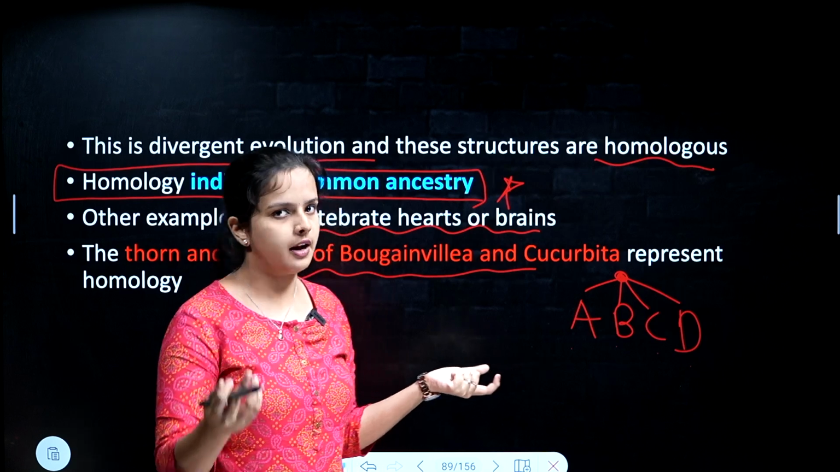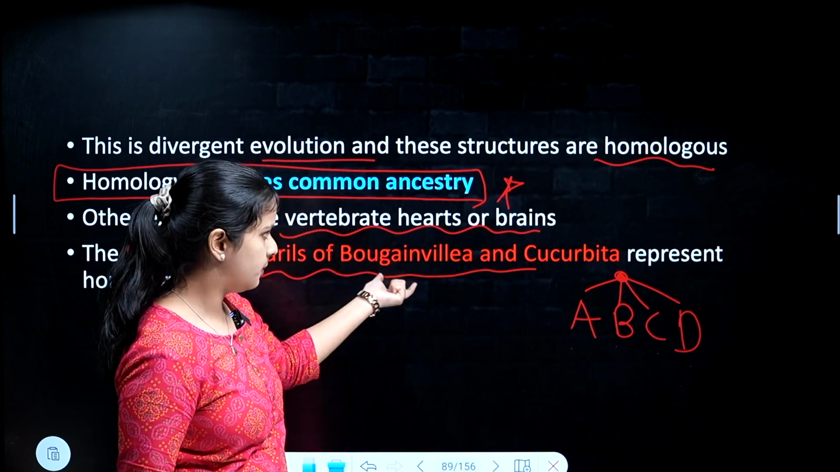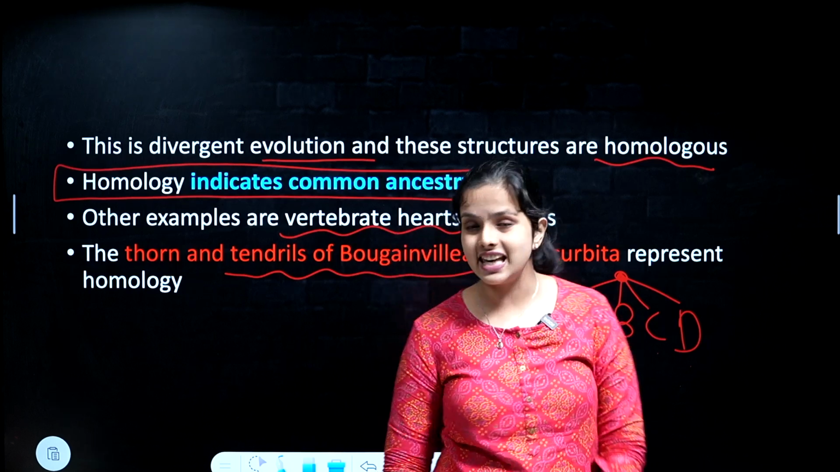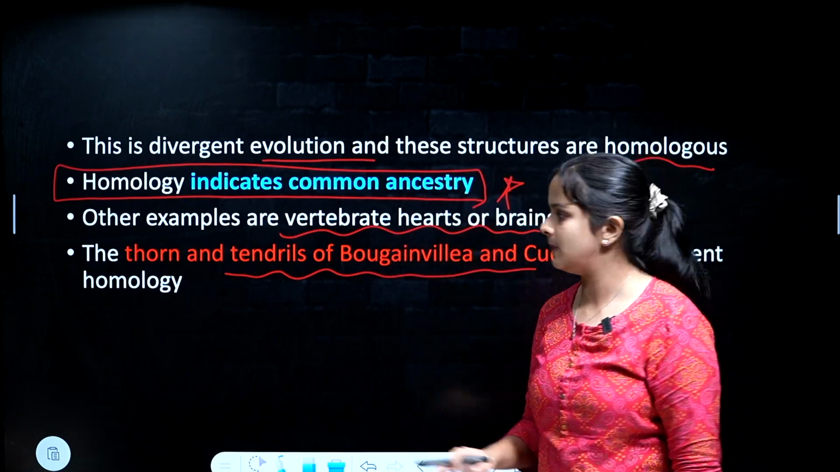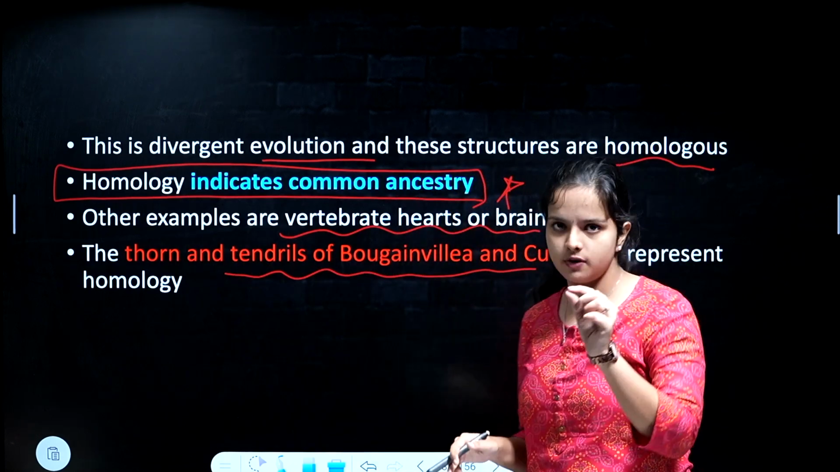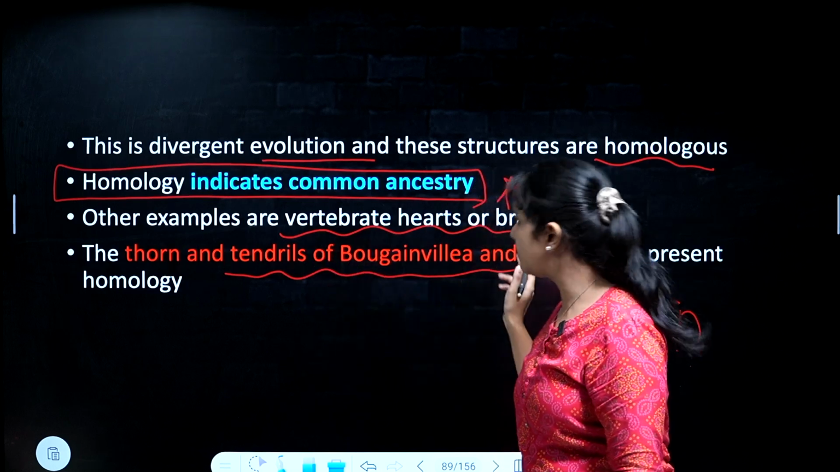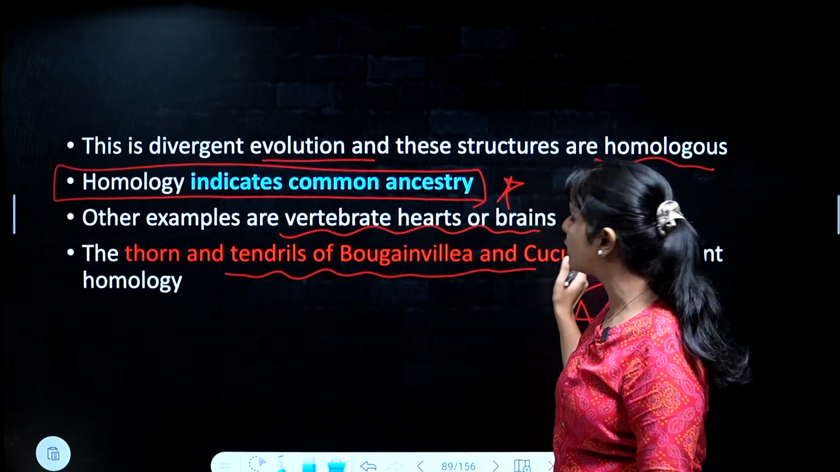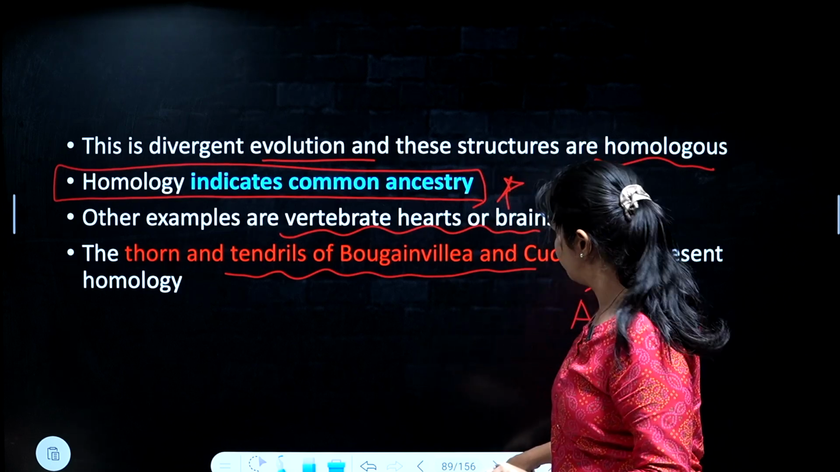What is bougainvillea? It's a flower, right? If you look at bougainvillea and cucurbita, we can see that they also show homology. The thorns of bougainvillea, because bougainvillea has thorns, and cucurbita has tendrils, obviously. So the thorns of bougainvillea and the tendrils of cucurbita show homology. I'll show you how. I'll show you a picture.